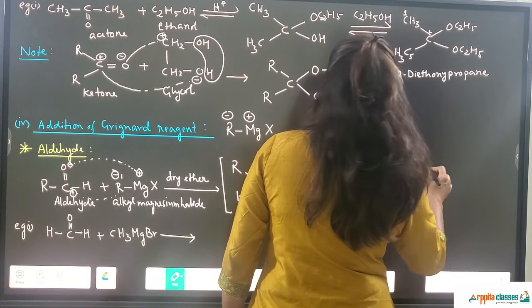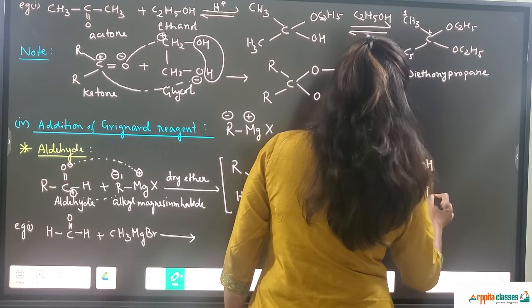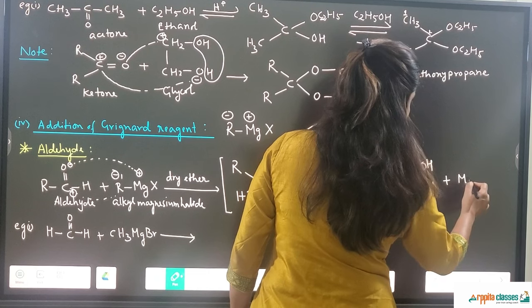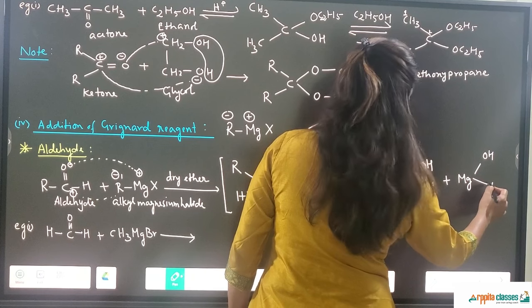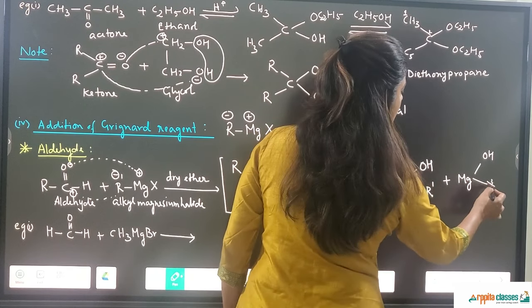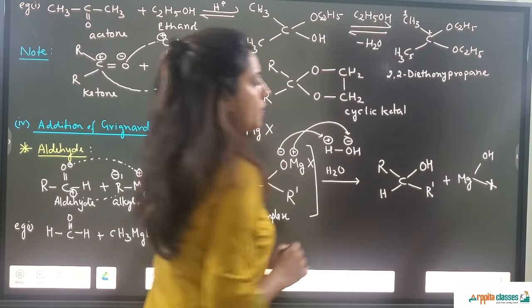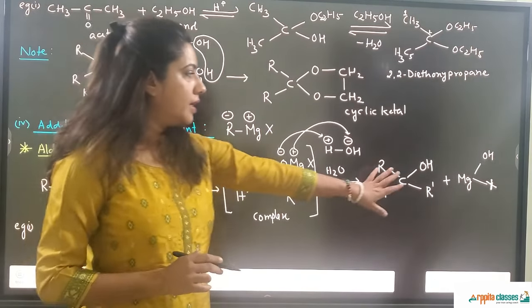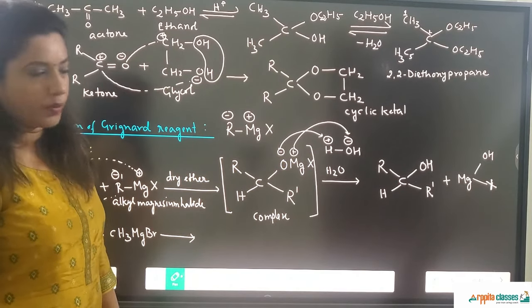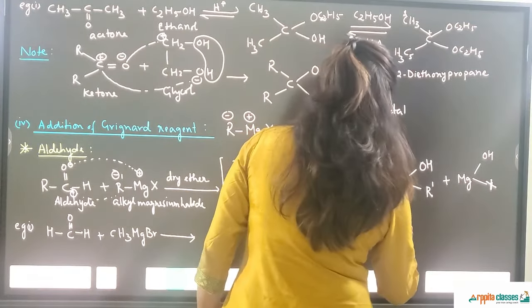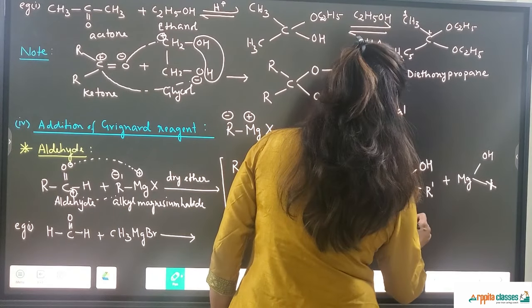RCH. This side we get OH, and this is R dash as it is, and Mg gets attached to OH, and already X is there with Mg. So MgOHX comes out as a byproduct. So we get this as a product here. It's a secondary alcohol, you can see. This is a secondary alcohol.